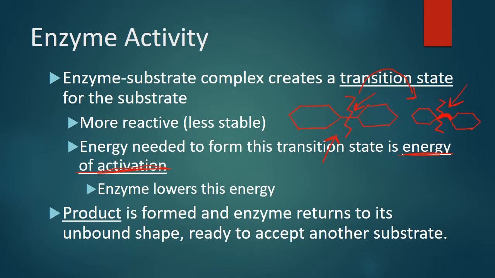So a product is formed after the reaction, and the enzyme returns to its unbound shape. It returns to its original shape. That's the important thing, and it's ready to accept another substrate. So the enzyme is a reusable molecule. It binds a substrate, it changes shape slightly, it releases the product, and then it goes back to its original shape.